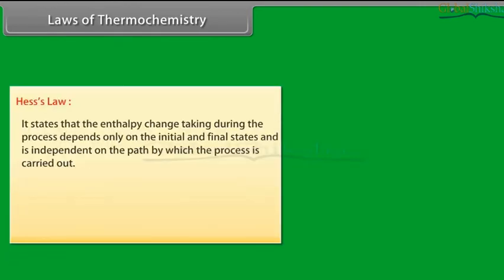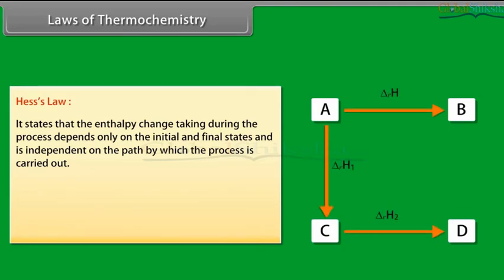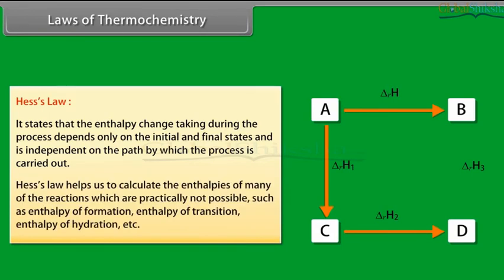Hess's law. Hess's law states that the enthalpy change taking place during a process depends only on the initial and final states and is independent of the path by which the process is carried out. Hess's law helps us to calculate the enthalpies of many reactions which are practically not possible to measure, such as enthalpy of formation, enthalpy of transition, enthalpy of hydration, etc.